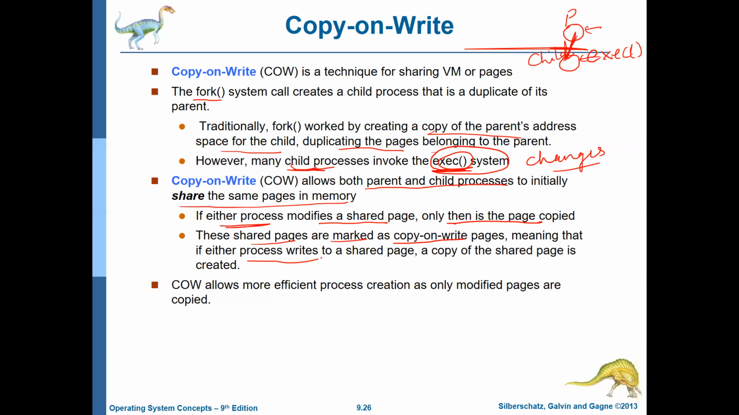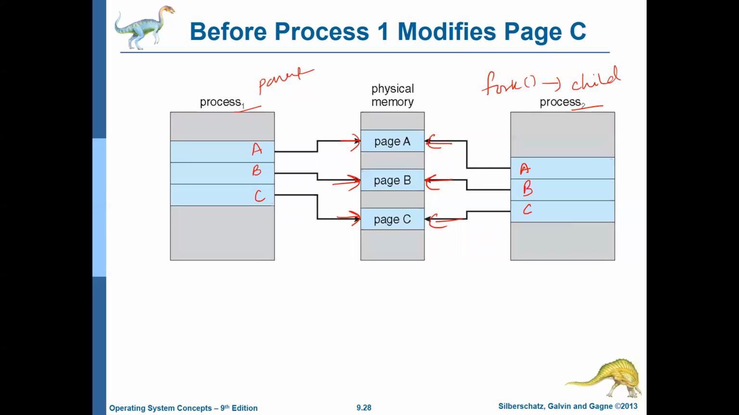If either process writes or modifies the shared page, a copy of the shared page is created. So COW allows for more efficient process creation, as only modified pages are copied. That is the advantage here. For example, you can see here, process 1 is the parent, and you fork this process 1 to create process 2. Now they are initially sharing three pages, page A, page B, and page C. Now suppose that at a later point of time, process 1, that is the parent, wants to change something in page C.